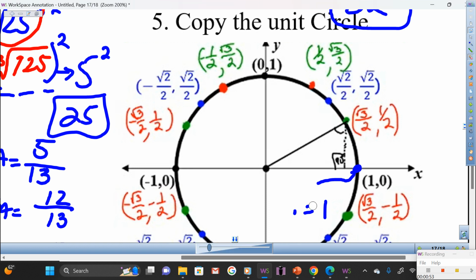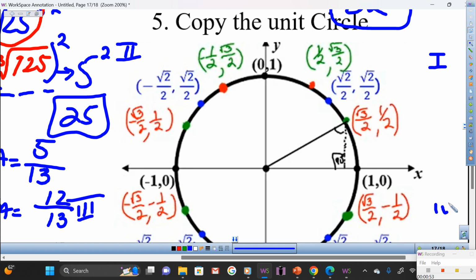Where did that come from, Mr. Q? Well, in the unit circle, we can use the radius to move it around. If we move the radius to this spot right here, then we get a right triangle. If we have a right triangle using the Pythagorean theorem and such, we can come up with these coordinates. So label this quadrant 1, quadrant 2, quadrant 3, and quadrant 4.